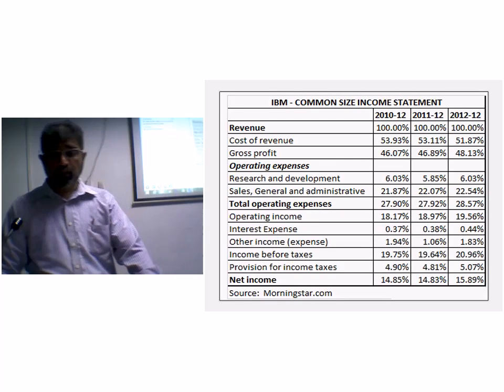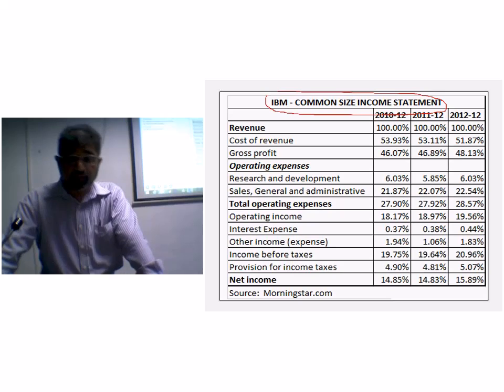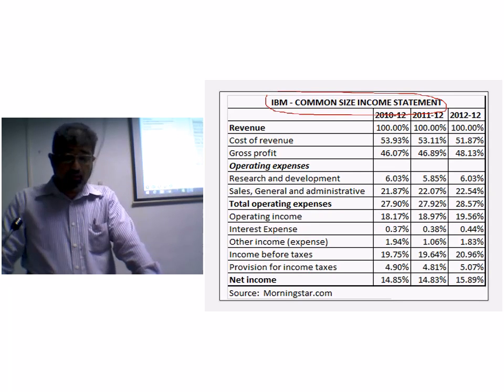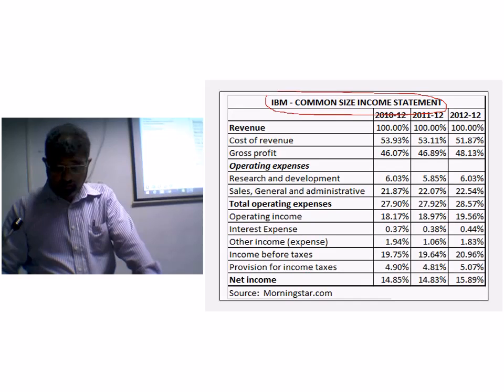Now here, if you take the IBM company, in their common size financial statement, cost of revenue, cost of goods sold, you cannot see big differences between years, right? If there are, you can comment on those results. Here also, you cannot see big differences between consecutive two or three years.